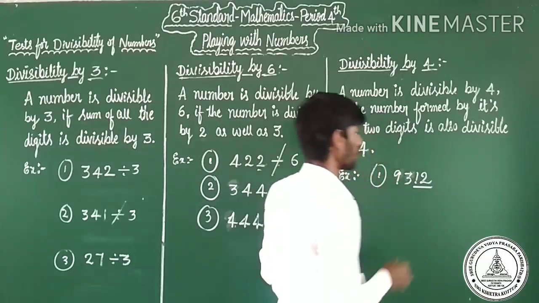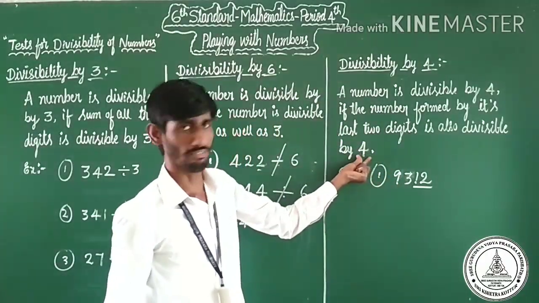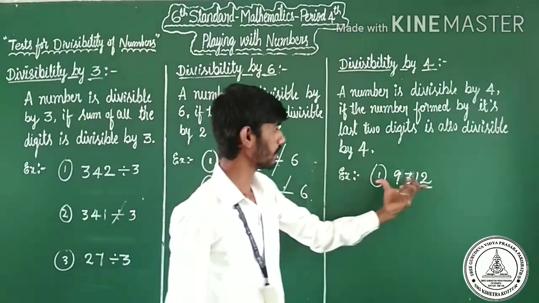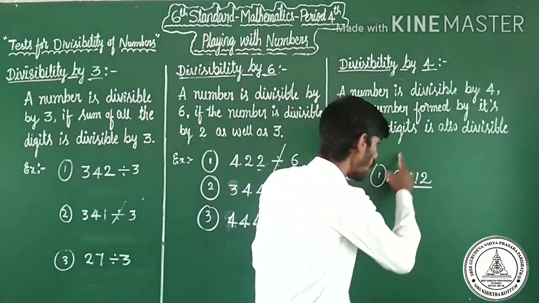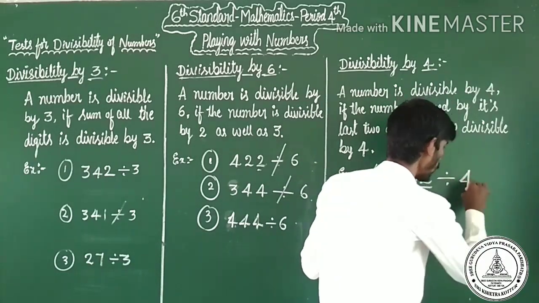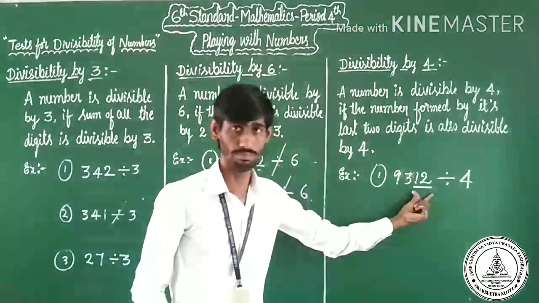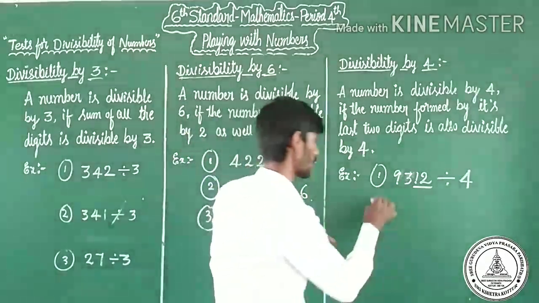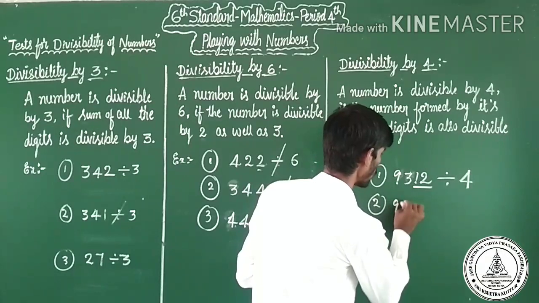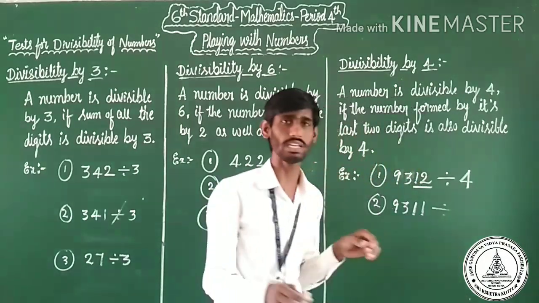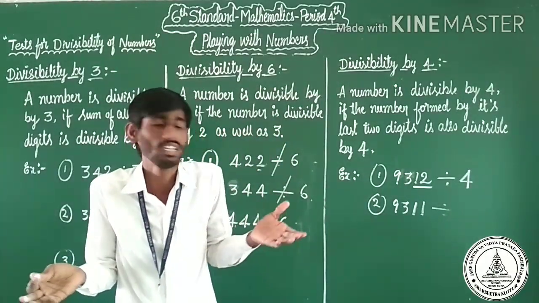The last 2 digits are nothing but the ones and tens. Observe, 12 is in the table of 4. Does 12 come? Yes, it is possible. That's why the whole number passes the divisibility by 4 rule. If it is not possible, the whole number does not pass the divisibility by 4. Let us take one more example: 9311. Does it pass the divisibility by 4 rule?